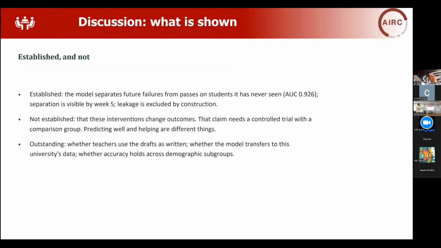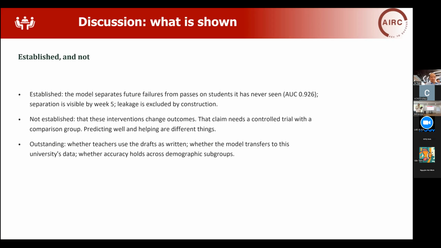But what is not established today is that this intervention changes outcomes. That claim we need to test on real students, to check whether the agent's intervention helps them succeed in their grades. Predicting well and helping are different things, and only the first is measured here. Outstanding questions include whether a teacher used the draft as written, whether the model transfers to this university's data, and whether accuracy holds evenly across demographic subgroups.